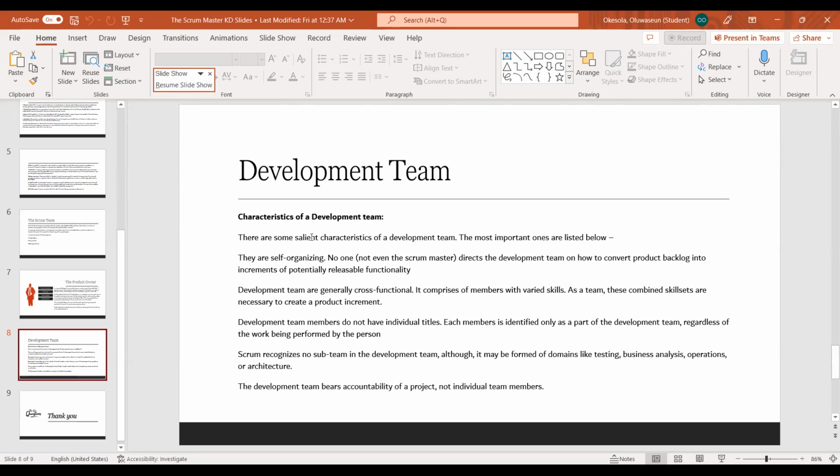Then lastly, the development team bears accountability of a project, not individual team members. So what this is basically saying is that if the development team succeeds, the accolade goes to them and not to one particular person in the development team saying, oh, it was the product designer that designed the interface that is why we succeeded with this product. No, they don't do it that way in the Scrum team. So everything is ascribed to the development team. And if the project should go south, the development team takes the blame for it.